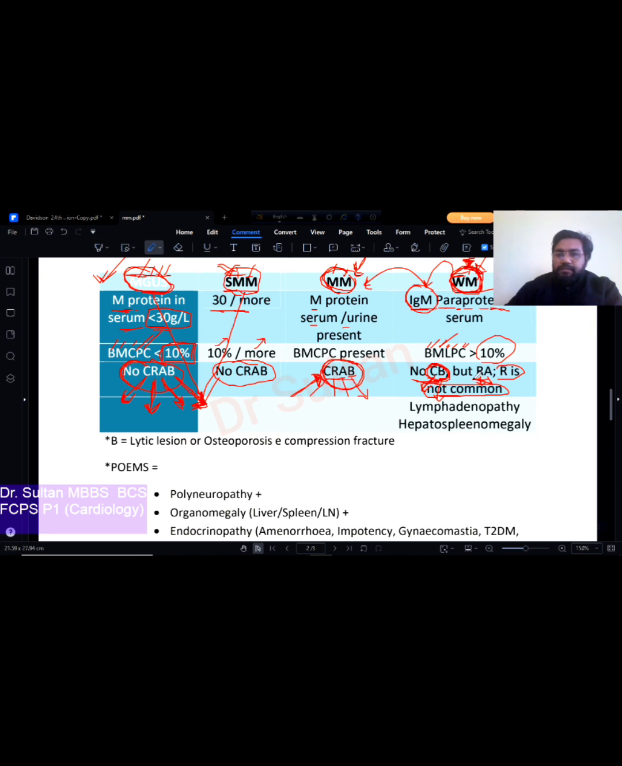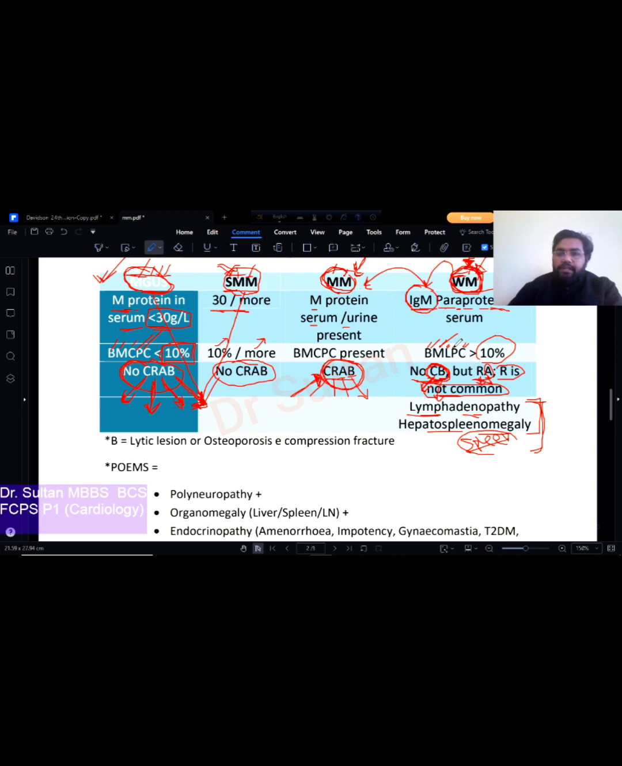Okay, but there can be renal impairment, but it is not common, and there can be anemia. Okay, the important criteria is this: the lymphadenopathy and hepatosplenomegaly, or it can also have splenomegaly. So lymphoid tissue involvement is very important. Like in the bone marrow, it also has lymphoid involvement.